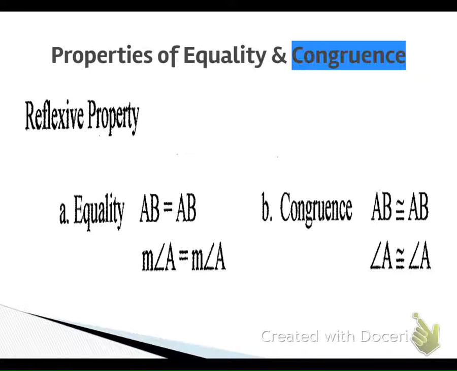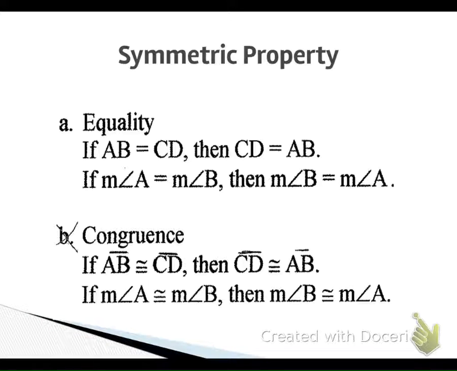So I'm going to have you guys write that down before we bring up the ladies. We have our symmetric property. If AB equals CD, then CD equals AB. Remember, without the line on top, it means we're talking about distance. And then if the measure of angle A equals the measure of angle B, then the measure of angle B equals the measure of angle A. So that's the one with equality. Notice they have equal signs.